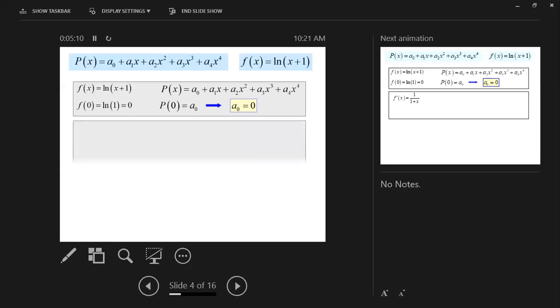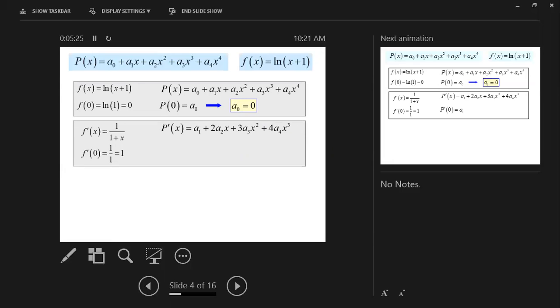All right, so now let's make sure that the first derivative is equal for both. So here's my first derivative, easy derivative, and I'm going to evaluate it at 0. And so at 0, it turns out to be 1. So now I'm going to take my first derivative of the polynomial, which is really easy. It's a whole bunch of power rules. And I'm going to evaluate it at 0. And at 0, once again, it gets rid of all these x terms, and I'm just left with a sub 1. And so in order for the derivative of the function at 0 and the derivative of the polynomial at 0 to be equal to each other, a sub 1 is 1. And we're going to keep going.